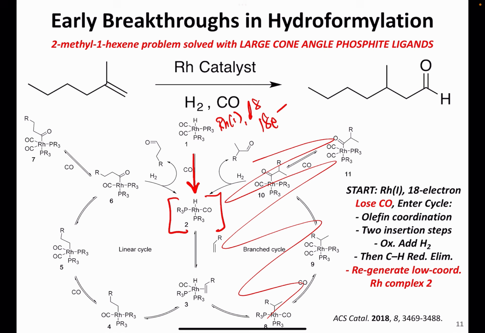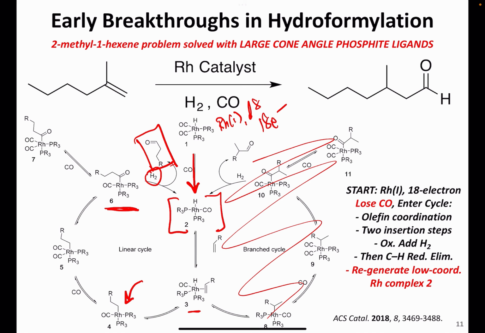That complex is able to pick up an olefin, so it binds an olefin, generating compound 3. You then get an insertion step into the rhodium hydride, generating this rhodium alkyl. CO rebinds to the rhodium. You get a new 5-coordinate rhodium complex. It then undergoes an insertion with CO to give you compound 6. Oxidative addition of H2, followed by rapid reductive elimination, then generates your product.